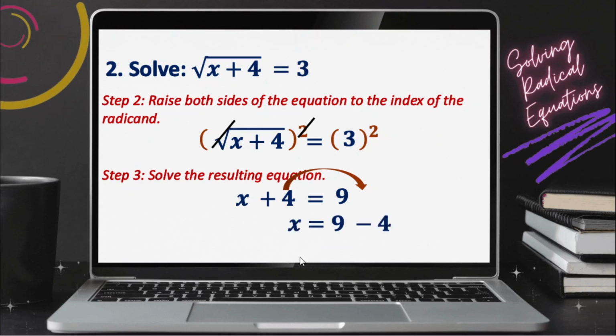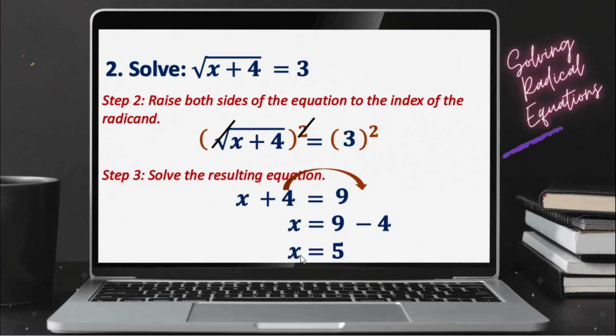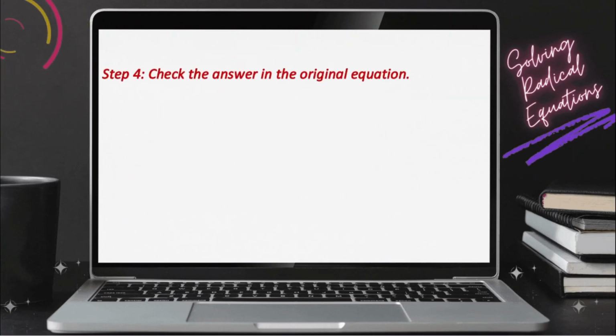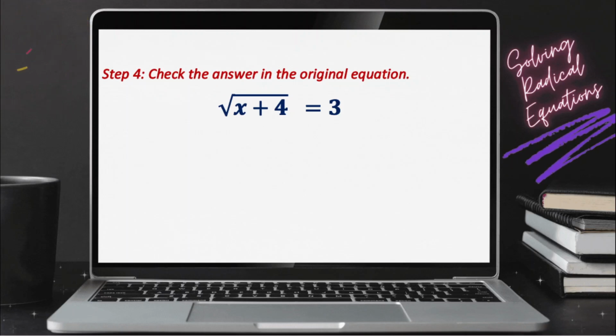And then, transpose natin si 4. Magkakaroon tayo ng x is equal to 9 minus 4. Bakit minus 4? Tinranspose si positive 4, naging negative. 9 minus 4 is 5. So, therefore, x is equal to 5. Step number 4, we have to check our obtained solution sa ating original equation. Ang original equation natin ay square root of the binomial x plus 4 is equal to 3. Ang obtained solution natin ay x is equal to 5.